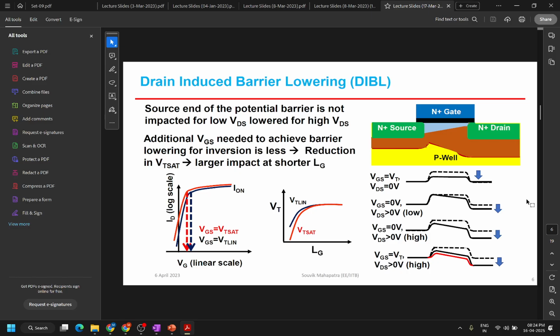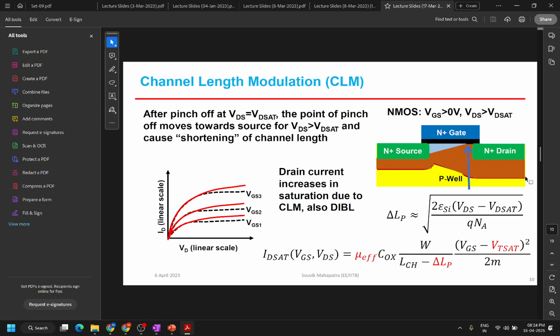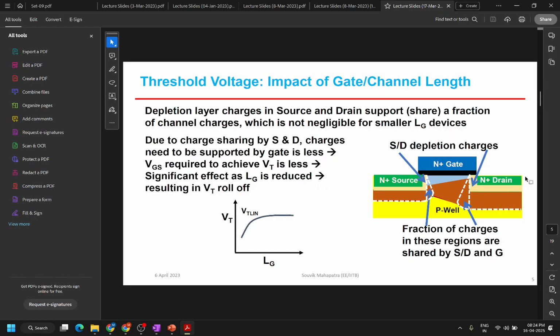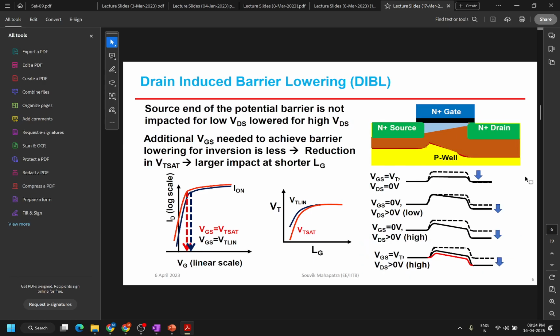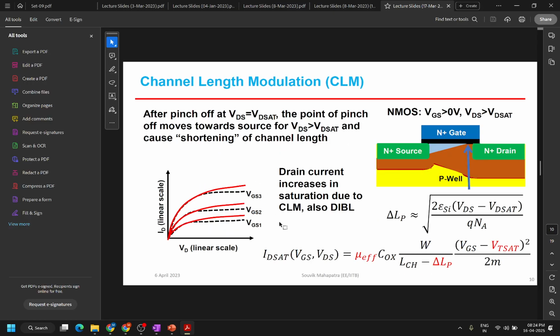Yes, because it can increase your on current. Yes, on current it can keep increasing, and so there are multiple reasons. See, you are having your threshold voltage shifted. You are having your saturation current increasing. So by multiple methods, both your on current and off current are getting increased, which are undesirable properties.